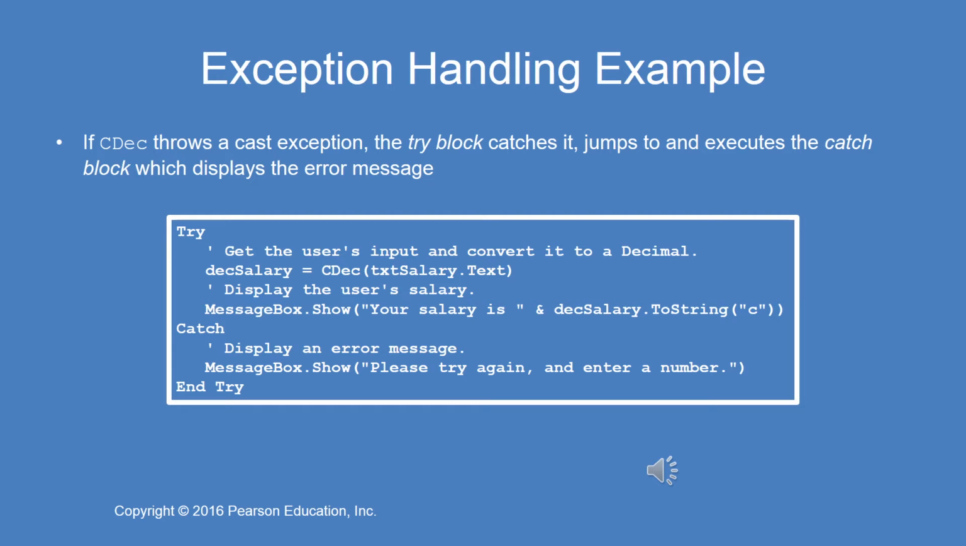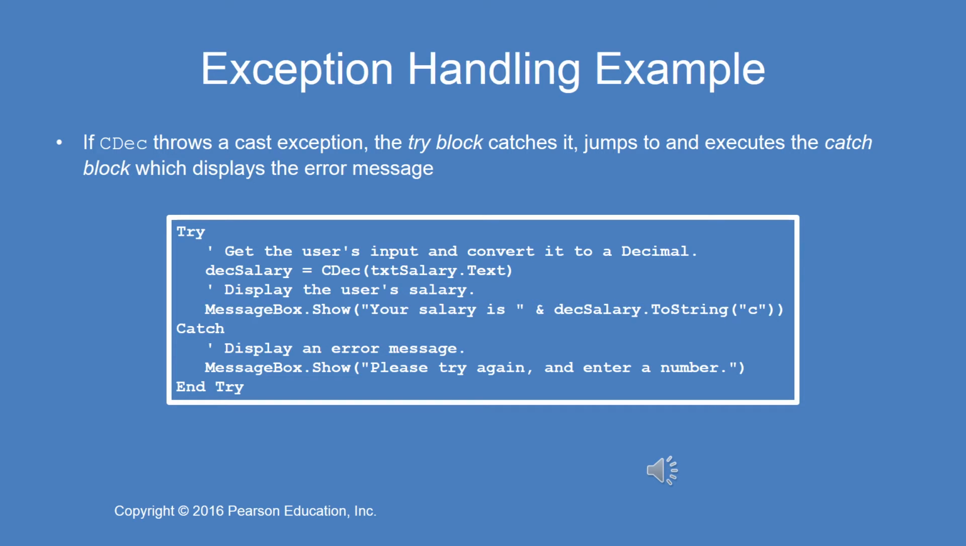So let's assume the user enters into text salary, say it's an input box, a non-numeric character. Instead of $10.50 per hour, they enter 10.10, the letter O, not the 0.50. Well, in that case, the function CDEC tries to convert a non-numeric value, and it throws an exception.